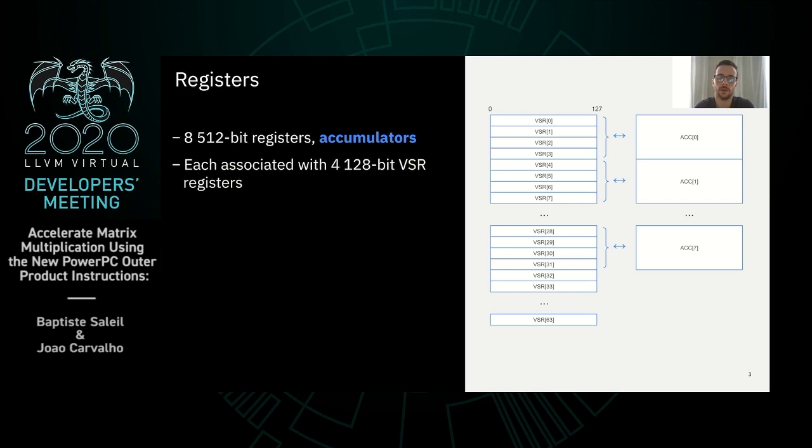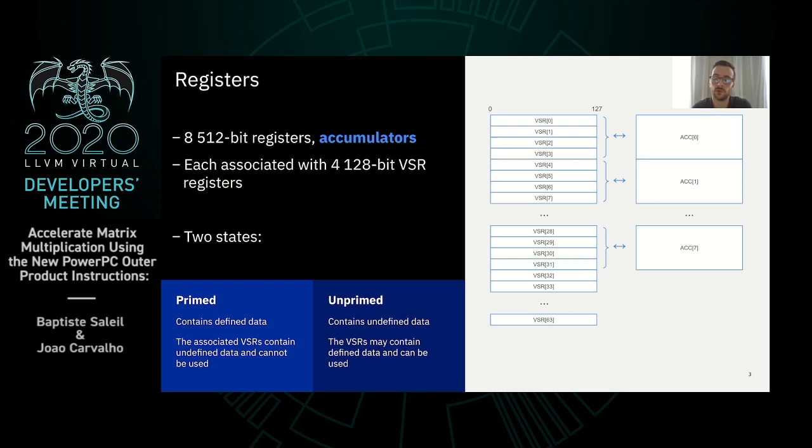Something that is really important with these registers is that they have two separate states. The first state is prime. When an accumulator is prime, it means that it contains defined data and that its associated VSR registers contain undefined data. So while the accumulator is prime, its associated VSR registers cannot be used at all.